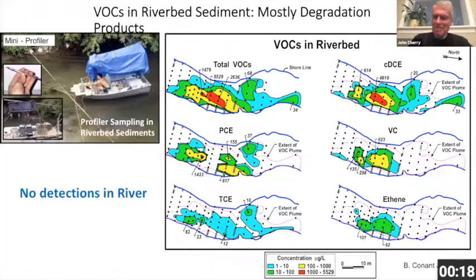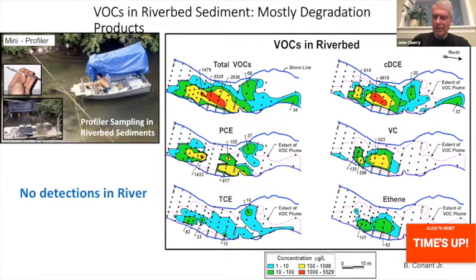Next slide, please. But if you sample the river bottom, half a meter below the water sediment contact, then you can see that the perchloroethylene is transformed into a variety of other degradation products. The water quality in the stream bed is then worse than the original plume because of degradation. However, none of this shows up in the river. So our conclusion is, yes, the river bed in a very small area is impacted, but the river is not. The next slide, showing many plumes.